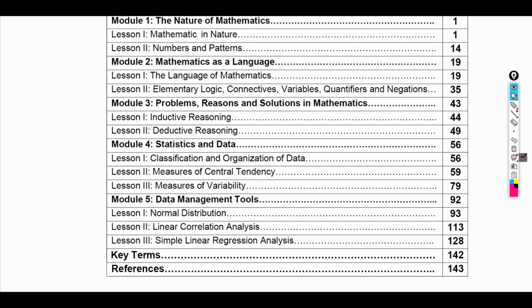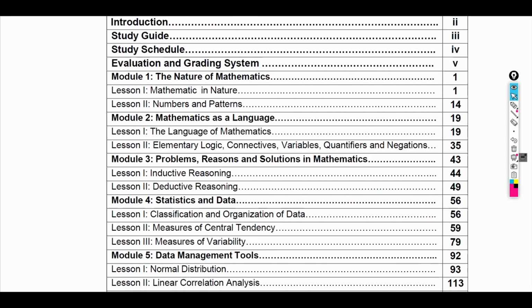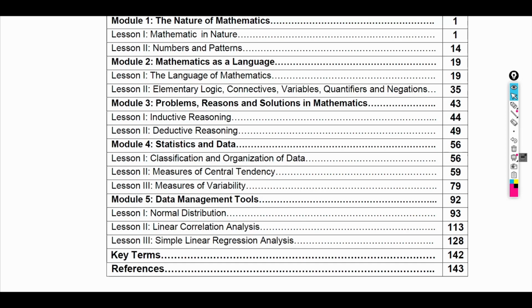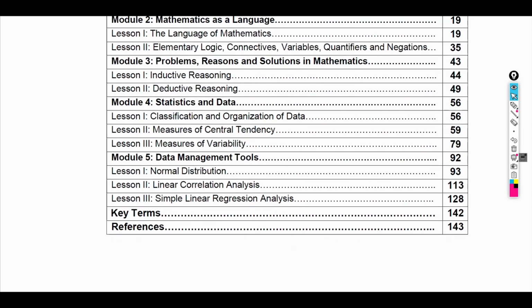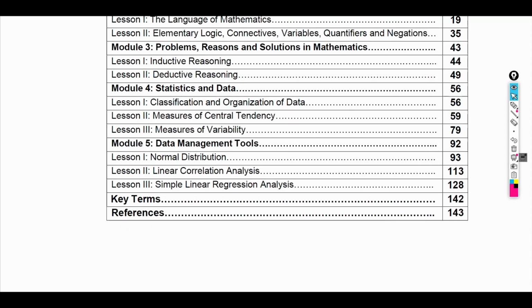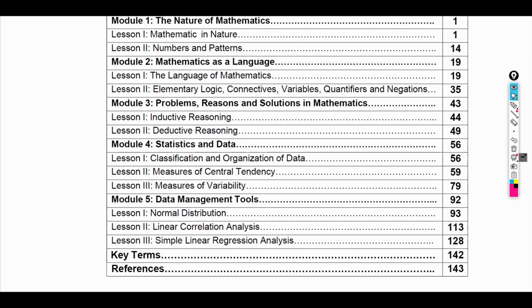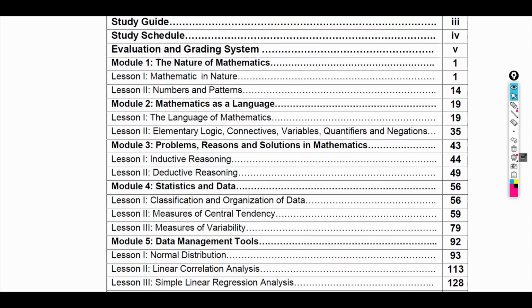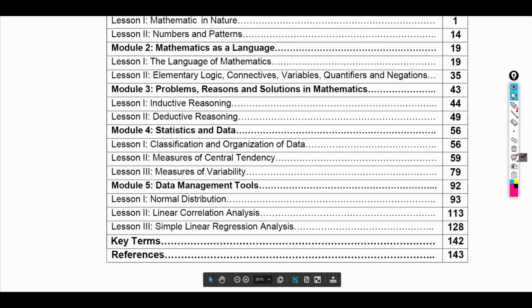They are classification and organization of data, measures of central tendency, and measures of variability, which are also reflected in the study schedule already enumerated therein. Then module 5, data management tools, also covers 3 lessons: normal distribution, linear correlation analysis, and lastly, simple linear regression analysis.